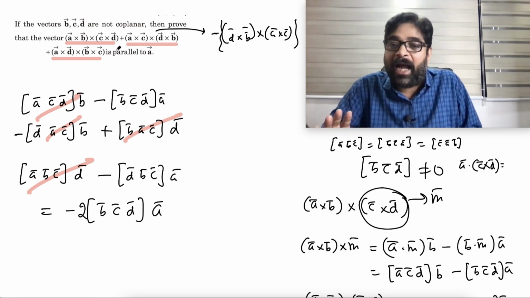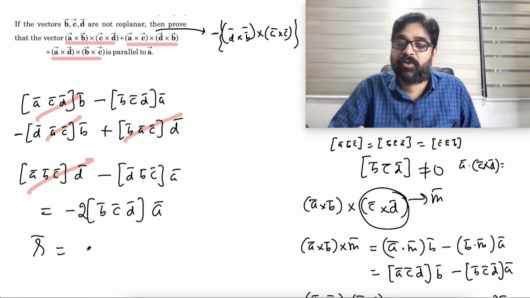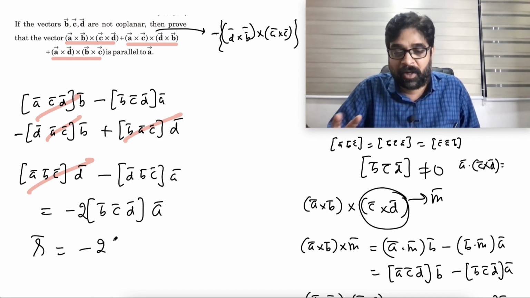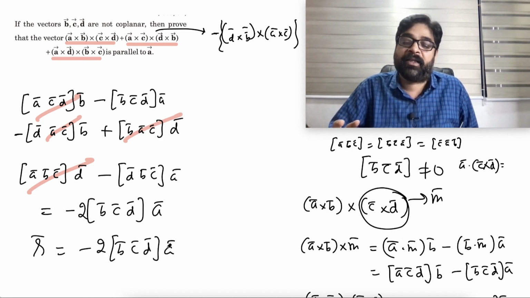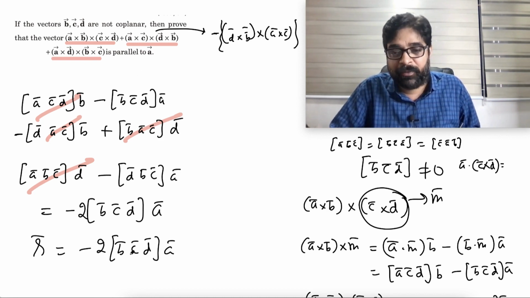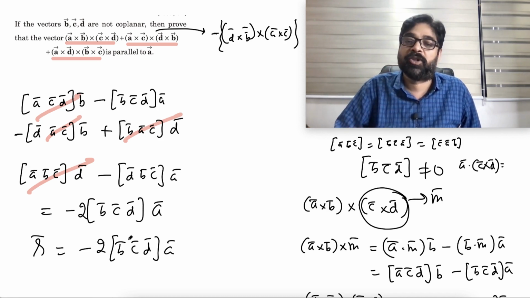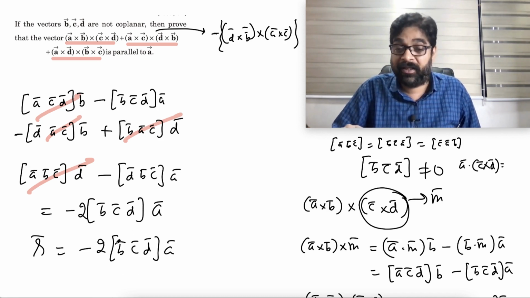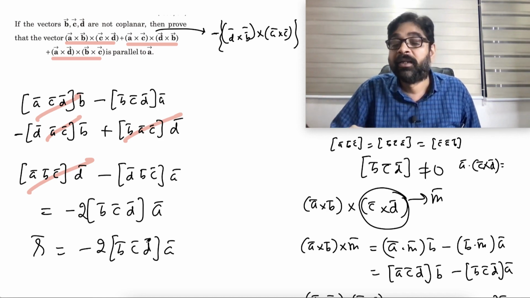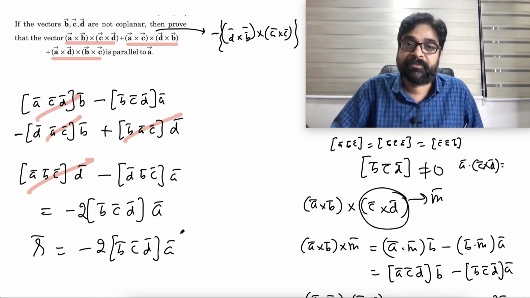So we prove that, suppose this vector is the R vector, so we prove R vector equals minus 2 times box of BCD into A vector. That's why I said they should mention collinear. Collinear, because if this value is negative, no problem, this will be parallel to A vector. But I do not know if it's positive or negative. If it's negative, perfectly alright. But if it's positive, this vector will be anti-parallel to A vector.